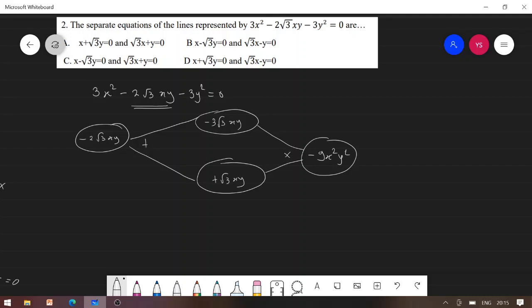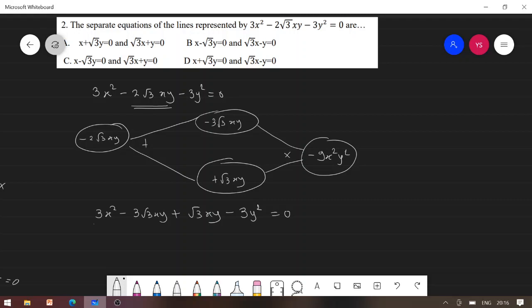So after adding, it gives us minus 2 times root 3 xy, and after multiplying them it gives us root 3 into root 3 becomes 3, 3 threes are 9, x into x becomes x square, y into y becomes y square, and plus minus ultimately minus 9 times x square y square. So we split now the middle term as minus 3 times root 3 xy plus root 3 xy and minus 3y square equals 0.